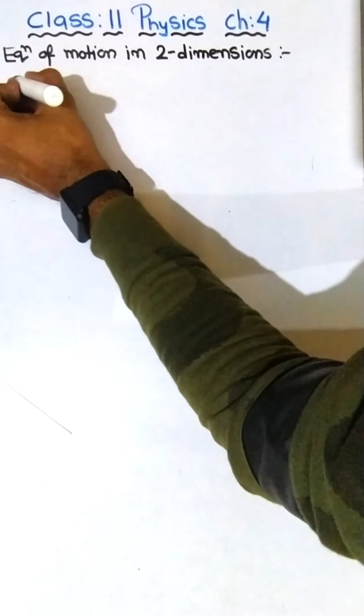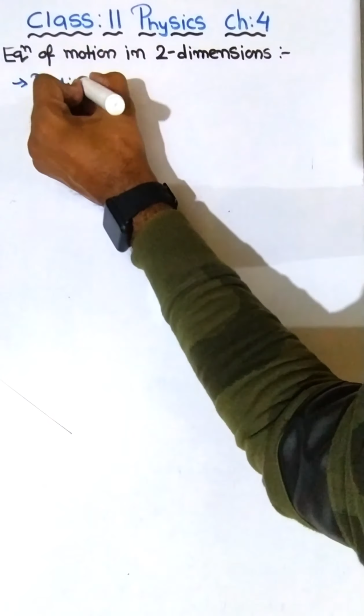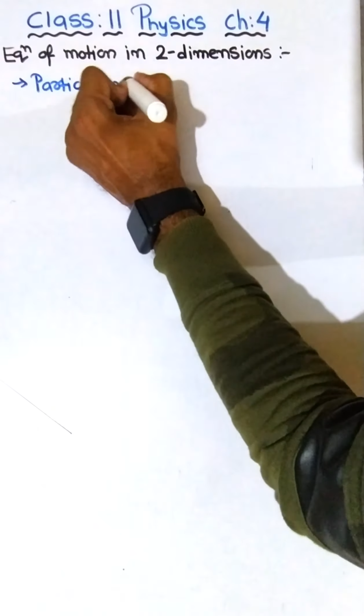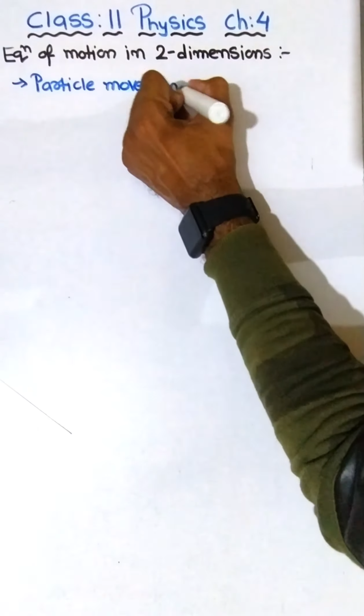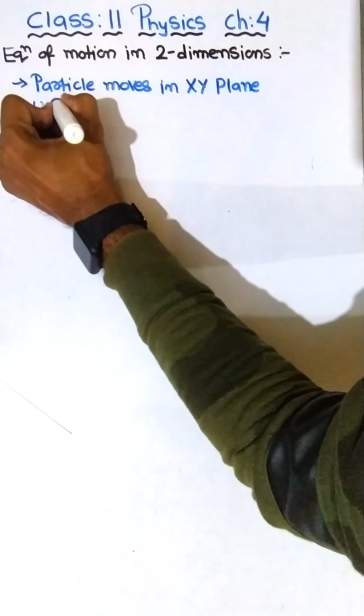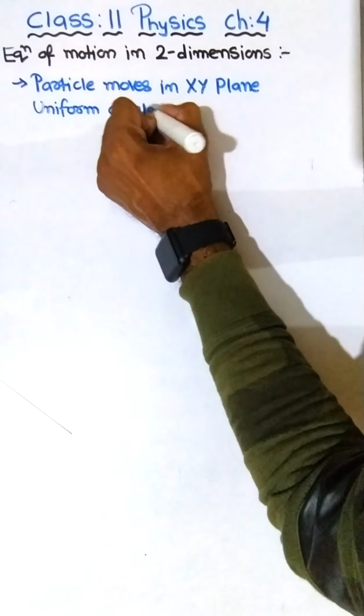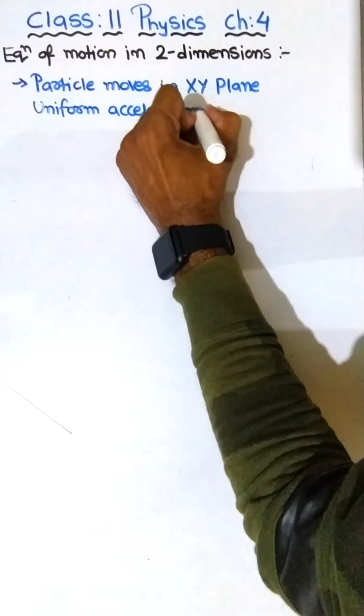So starting with the necessary assumptions, suppose a particle moves in the xy plane. We will write the necessary things. The particle moves in the xy plane with uniform acceleration. With uniform acceleration, that will be a vector.